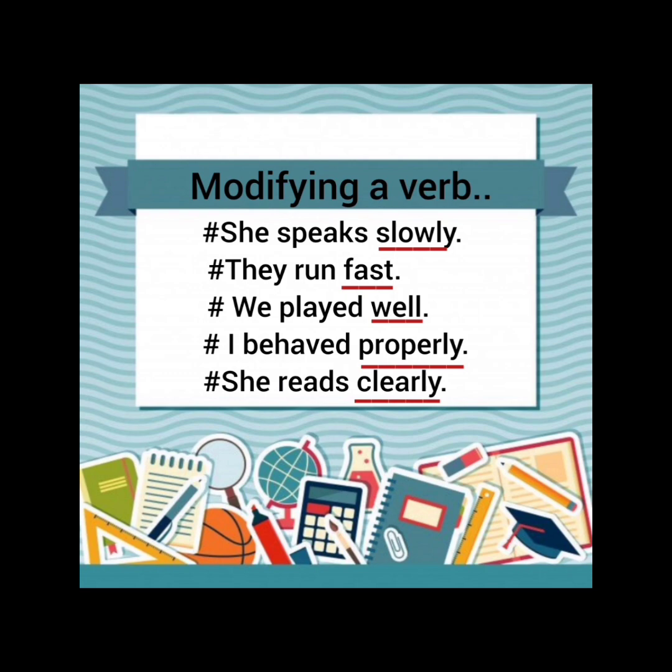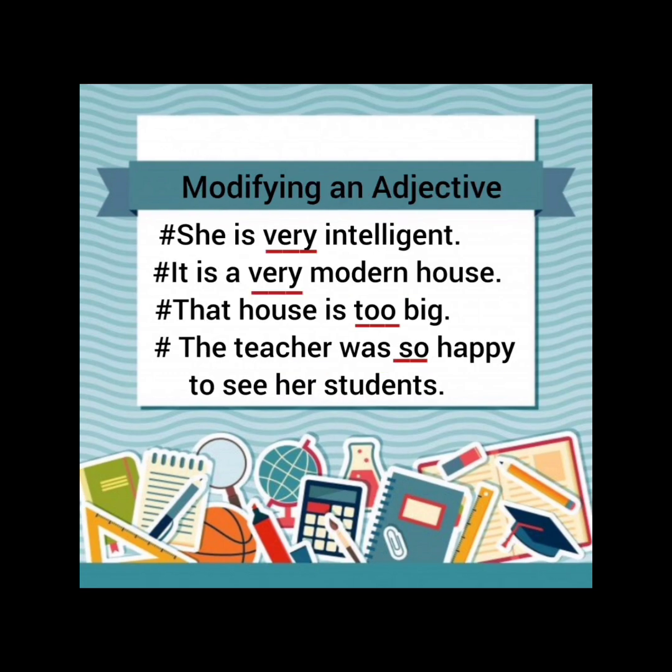Next we have modifying an adjective. How does an adverb modify an adjective? Now, she is very intelligent. You have to look at the sentence structure. She is the subject, is is used as the verb. Intelligent is an adjective which is used to modify the noun or the pronoun, the subject she here. And very is the modification of intelligent here. So in this way, very is considered an adverb that is modifying an adjective within a sentence.